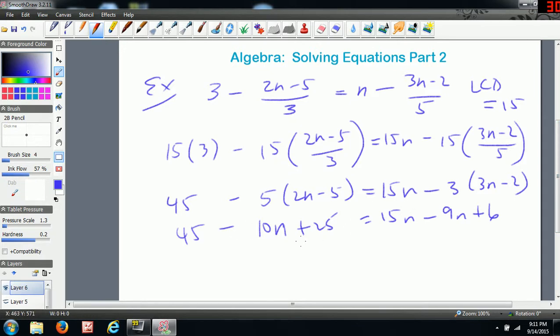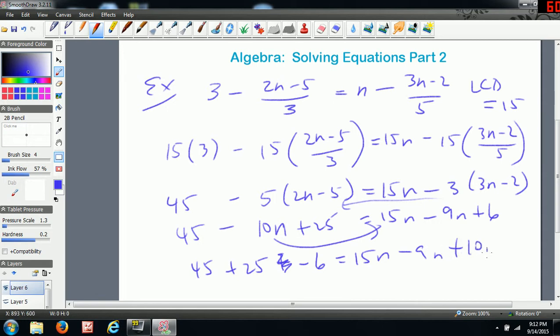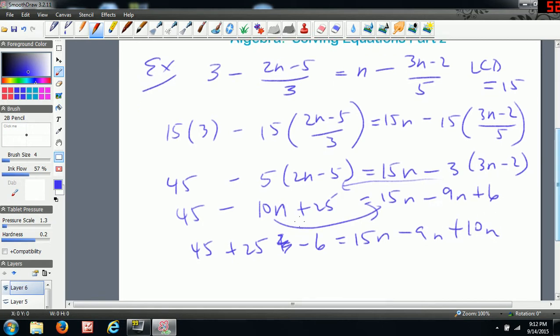So bringing all the n's to one side of the equation and the numbers to the other side: 45 plus 25 minus 6 is equal to 15n minus 9n plus 10n. So then it becomes 64 is equal to 16n. Divide both sides of the equation by 16. N equals 4. So that would be our answer for this equation.